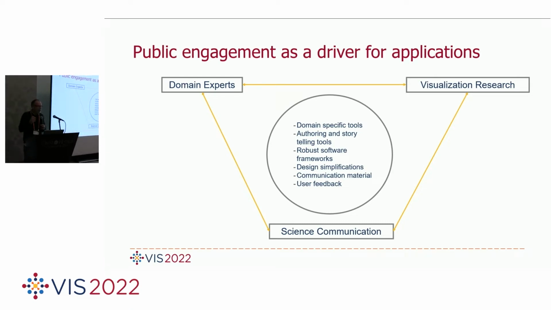The robustness of the software: anything that can break will break in a public space. The kids are breaking things on a regular basis for you. So that's pretty cool, right? And you have to do a lot of design on simplifications to make it possible, and the storytelling component of that. But it also produces a lot of communication material and a lot of user feedback.